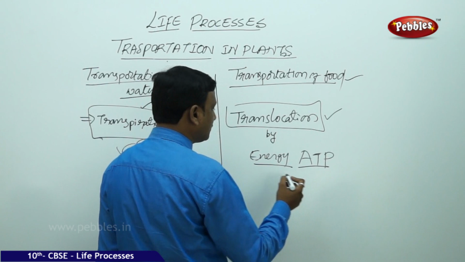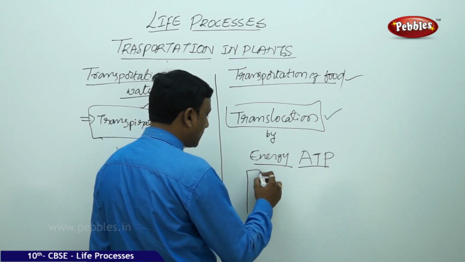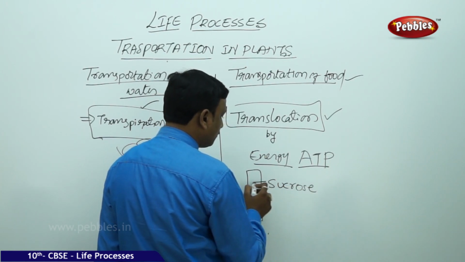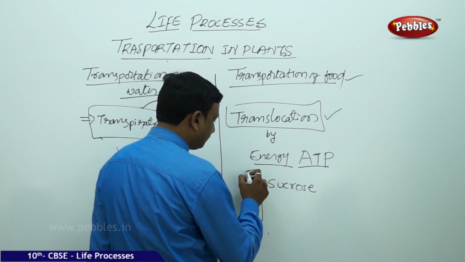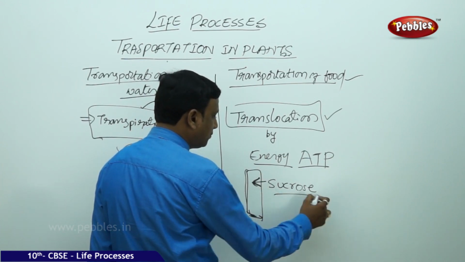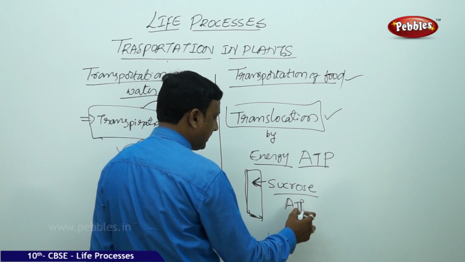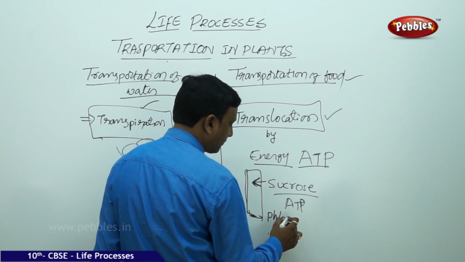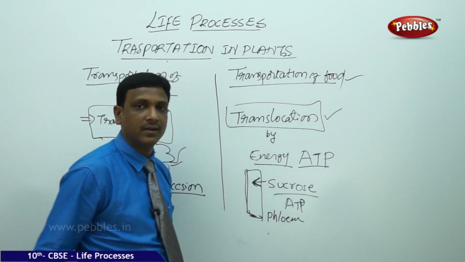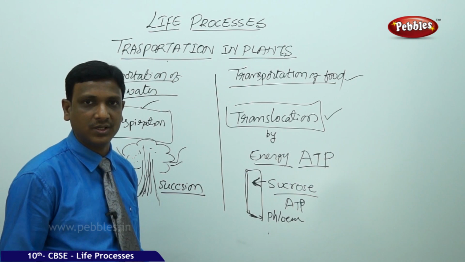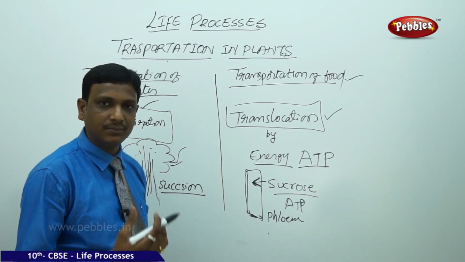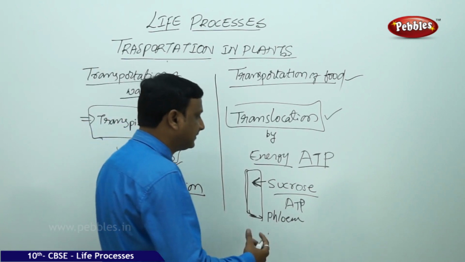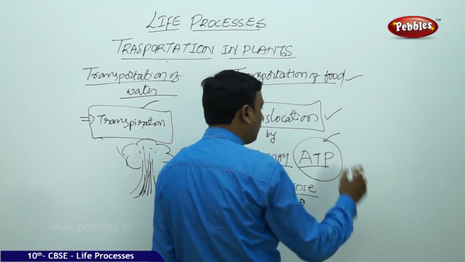Let us see how. So when the materials are to be transported, substances like sucrose are sent into the phloem tissue, and the energy molecules ATP are utilized here, and this sucrose is mobilized into that phloem tissue. So this creates the pressure, osmotic pressure. So this osmotic pressure makes the food materials move in the tissues. So for this creation of osmotic pressure, energy is spent in the form of ATP.